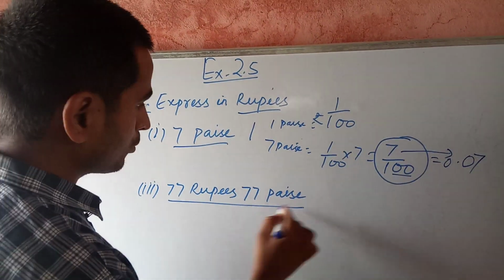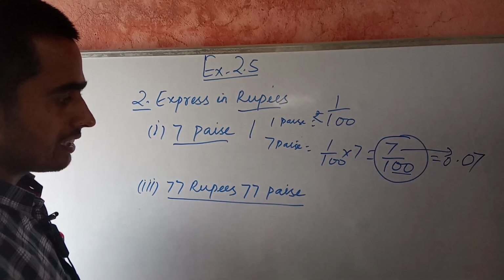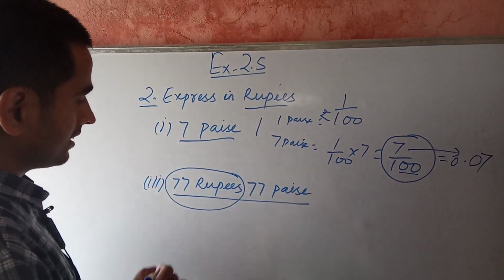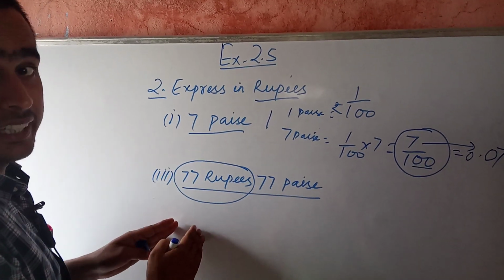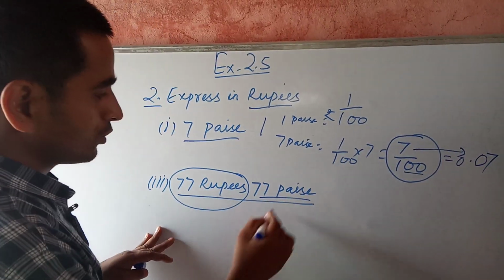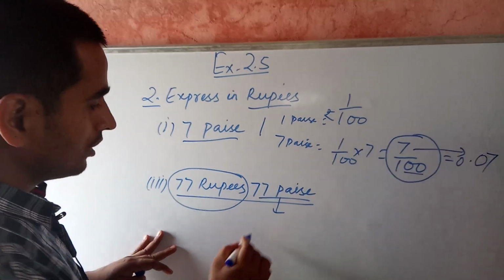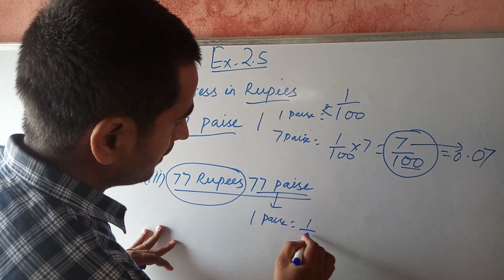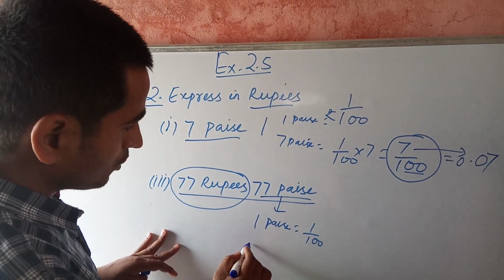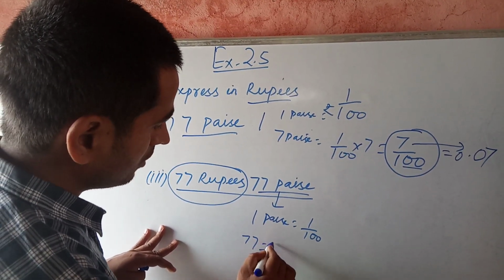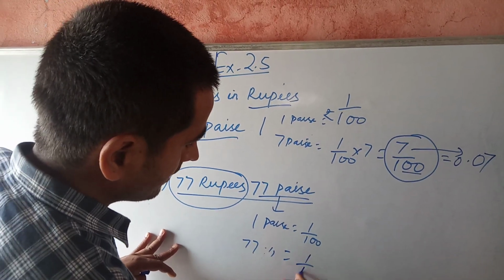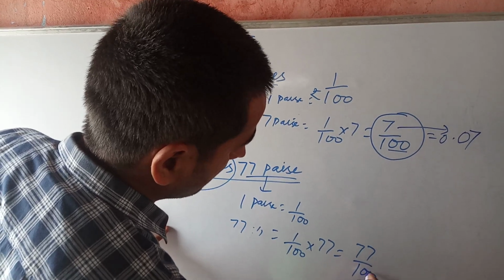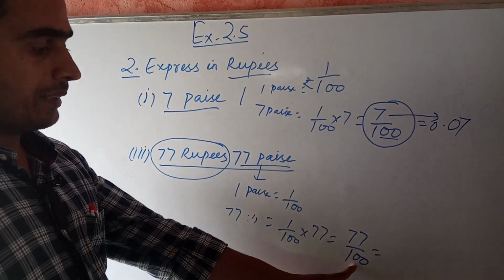Similarly, we have to convert 77 rupees 77 paise into rupees. See here, this quantity, 77 rupees, is already in rupees. And this is in paise. So convert this paise into rupees. Again follow the same method. 1 paise is equal to 1 by 100 rupees. So 77 paise is equal to 1 by 100 into 77, that is equal to 77 by 100. Now again the denominator is 100.